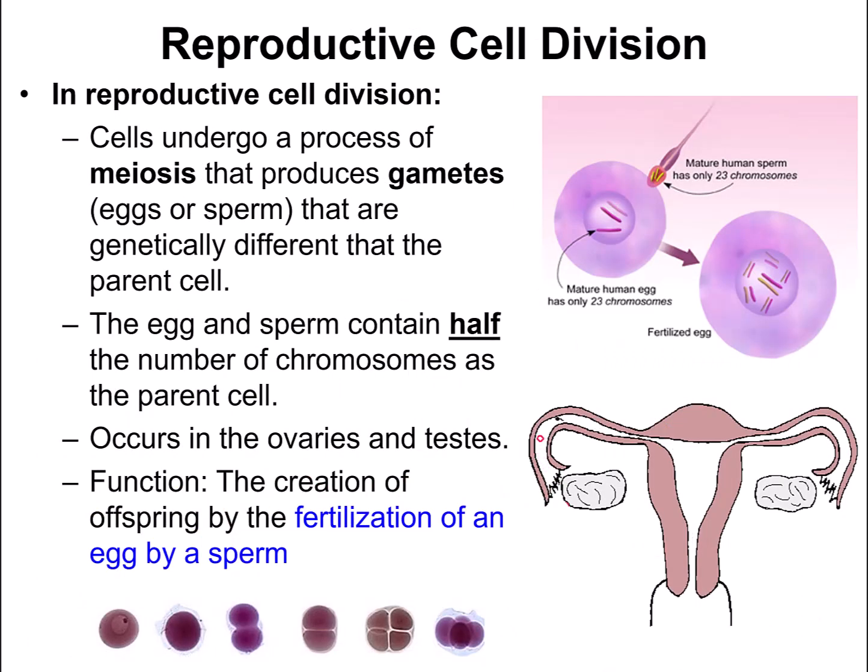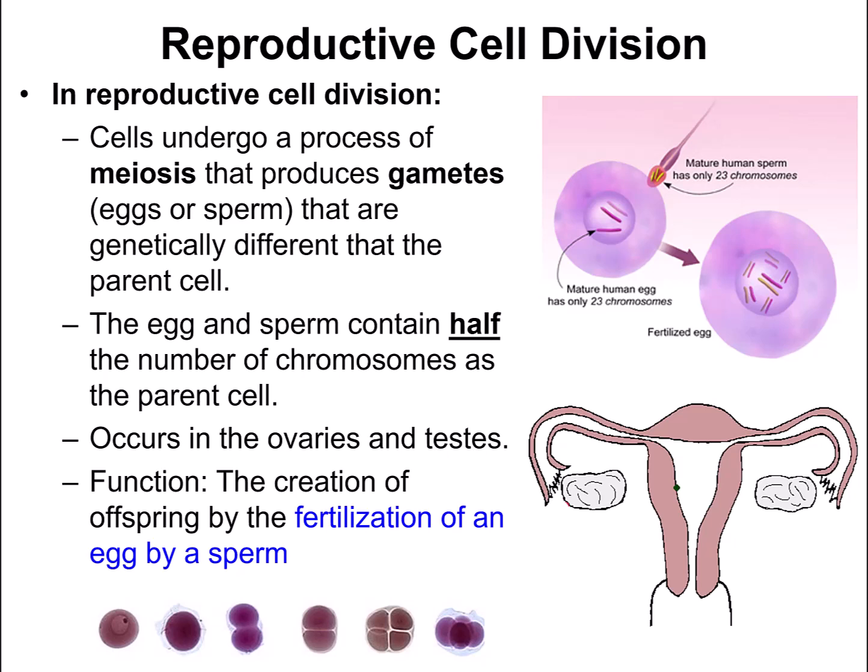In reproductive cell division, the cells are going to undergo a process of meiosis that produces gametes, such as eggs and sperm, that are genetically different than the parent cell. And the egg and sperm contain half the number of chromosomes as the parent cell. So we're going to see that your somatic cells each have 46 chromosomes, but the egg and sperm have 23 chromosomes.